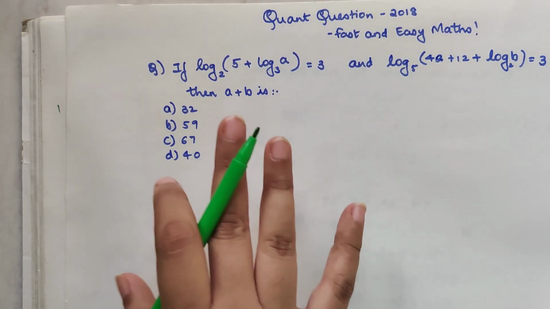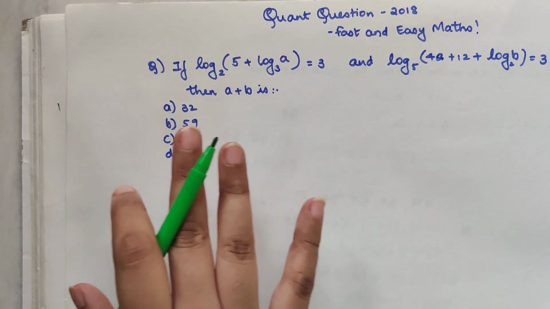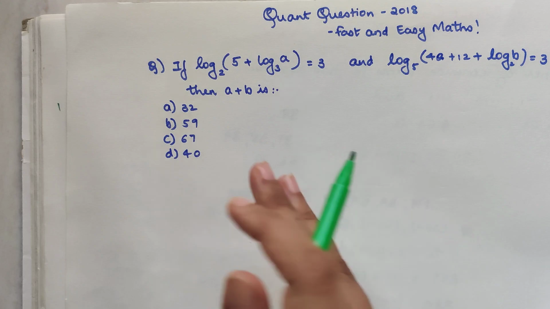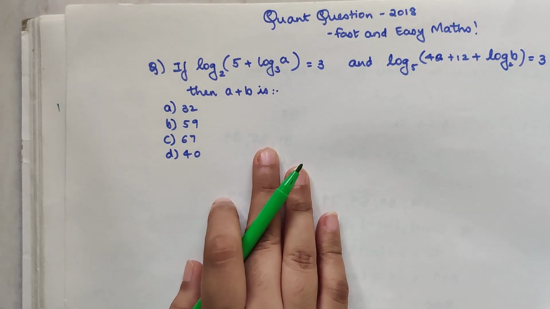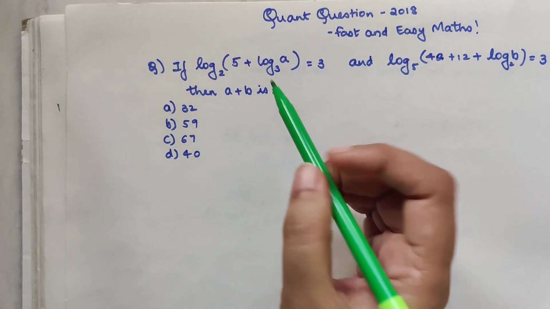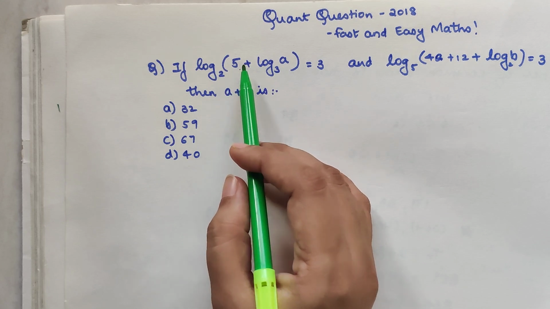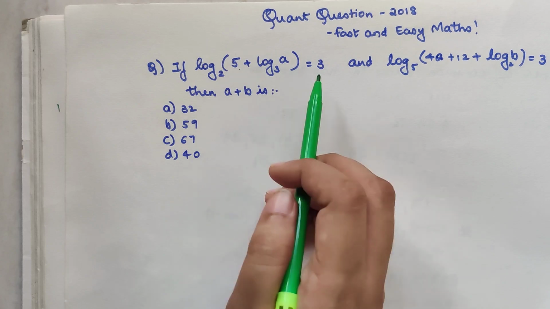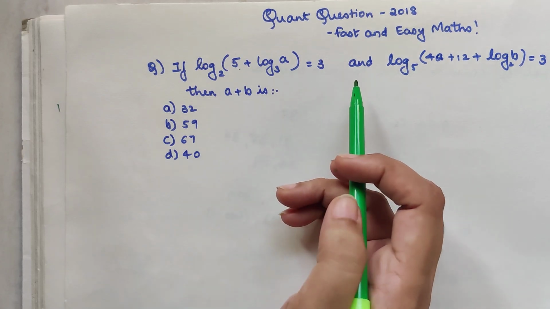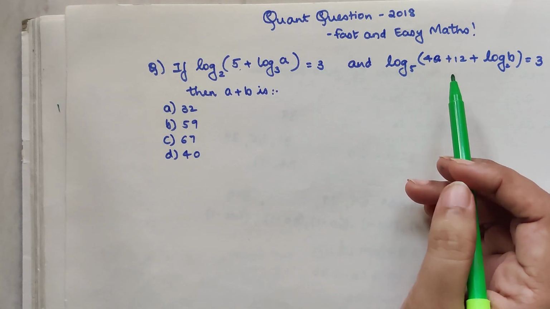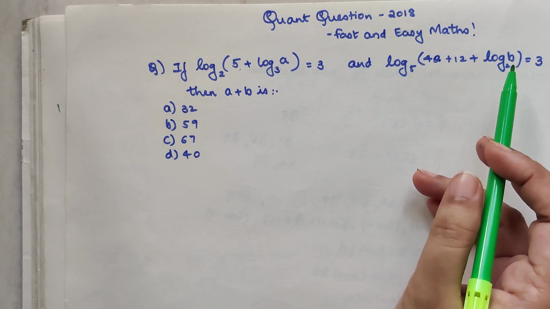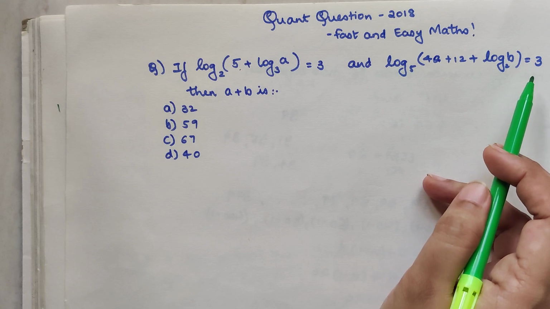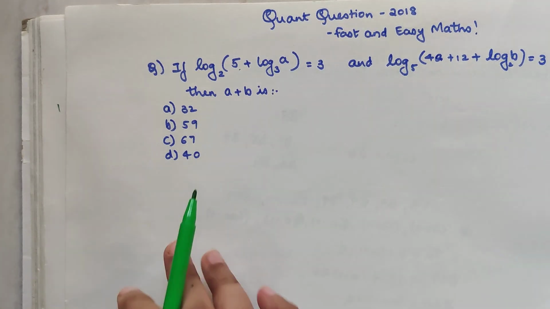Okay, so before beginning with my solution, I want you all to take a pause and see whether you can solve this question on your own. Okay, so let's begin. If log of (5 plus log of a to the base 3), the whole to the base 2, is equal to 3, and log of (4a plus 12 plus log of b to the base 2), the whole to the base 5, is equal to 3, then a plus b is.